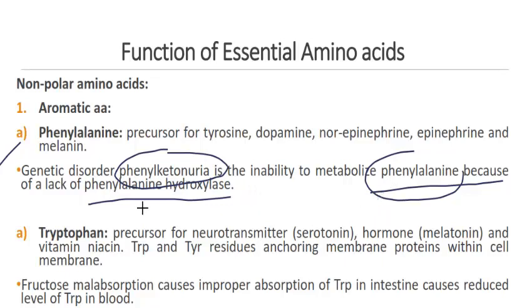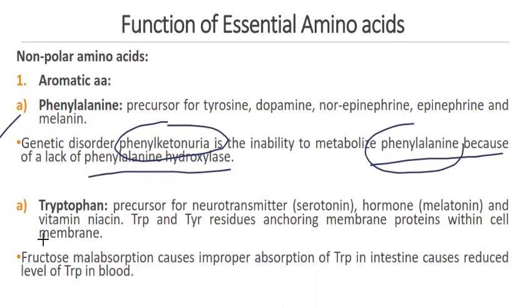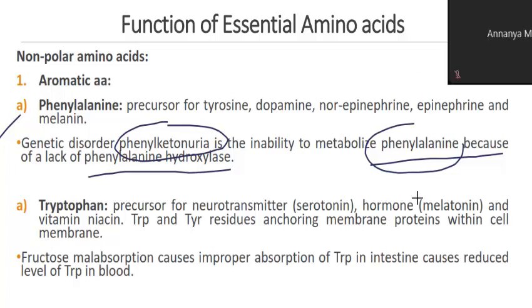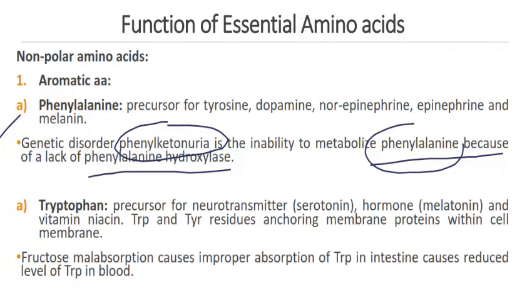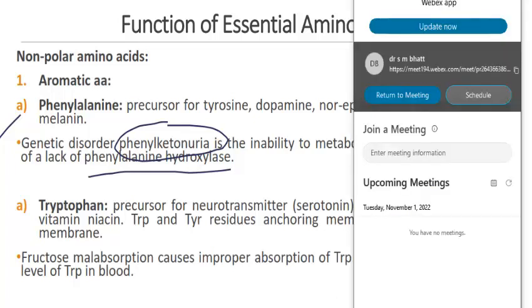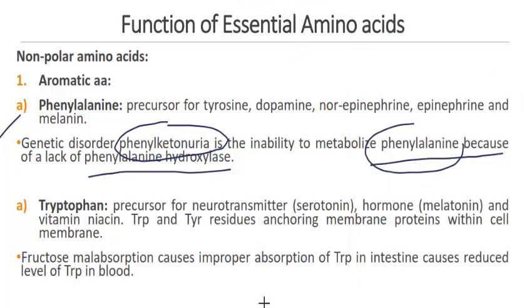then tryptophan is also an essential amino acid, right? And what is the role? Have you heard about that? Tryptophan is the precursor for the neurotransmitter serotonin, very important, the hormone melatonin, and various vitamins like niacin. So phenylalanine as well as tryptophan are precursors of neurotransmitters.